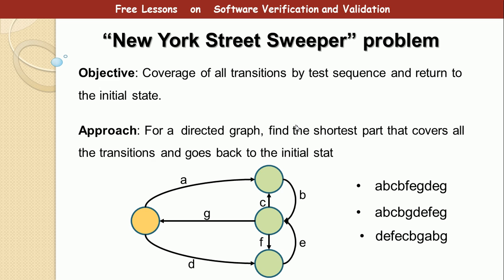Now we have graph-based algorithms for transition coverage. The problem is described as New York sweeper problem. An algorithm that can be used to thoroughly cover the transitions in a state diagram. So the objective here is to cover all transitions by test sequence and return to the initial state. So what is the approach? The approach is that you have a directed graph. You need to find the shortest path that covers all transitions and goes back to the initial state.